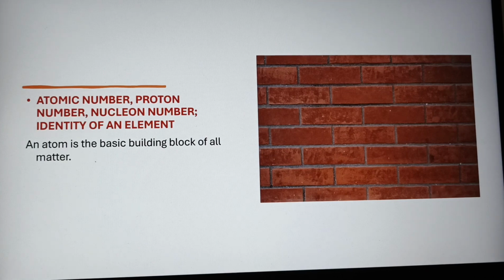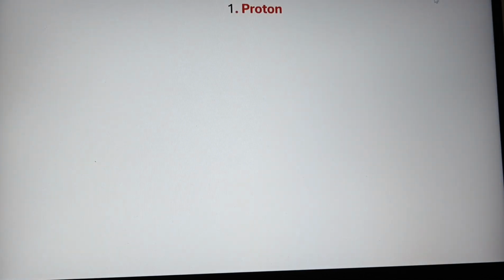Think of a wall made of bricks. Just like the wall is built from small bricks, all matter, everything around us, air, water, metal, your body, is made of tiny atoms. Just like bricks give shape and structure to a wall, atoms give substance and properties to matter. Next we discuss parts of an atom.